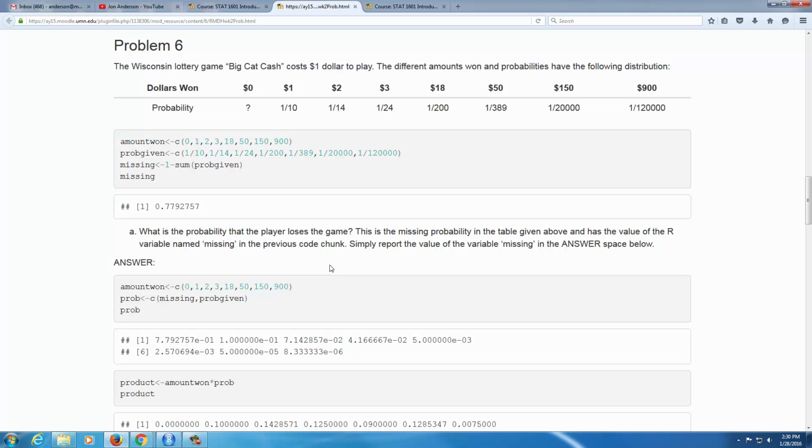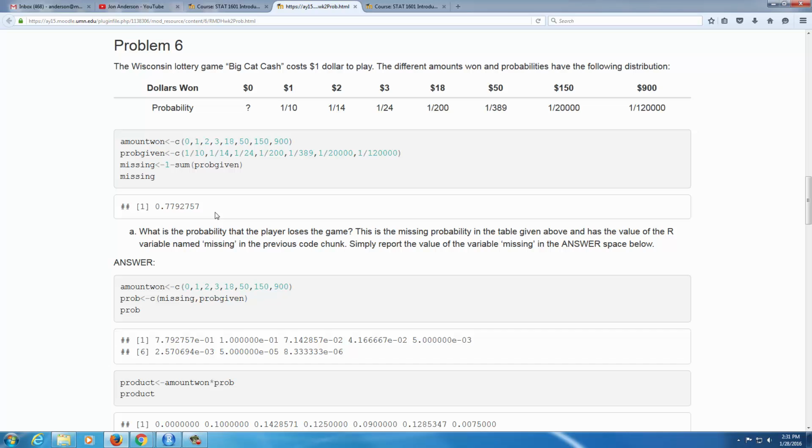In problem 6, we have a Wisconsin lottery game, and we're told the probabilities of all the different outcomes except for the probability of losing and winning $0. That part has been left off, and again we'll figure it out by adding the probabilities together that we do know and subtracting from 1. I'm doing that right here in the code block for the missing. The missing computation takes all the probabilities that are given, adds them up, and subtracts from 1. And that is computed right here, so it looks like it's about 0.7793.